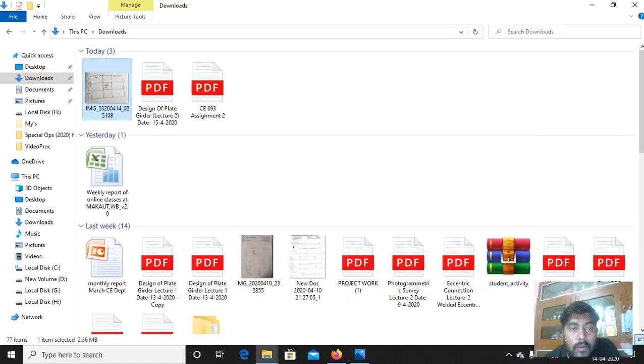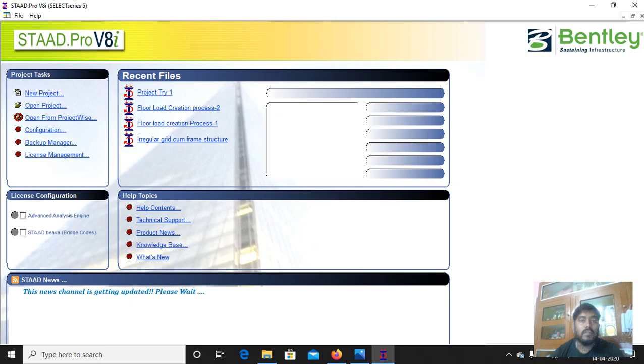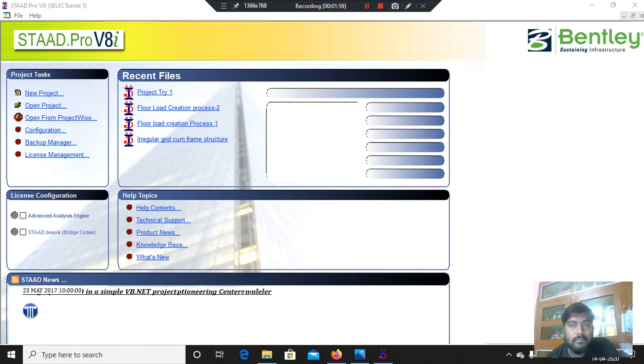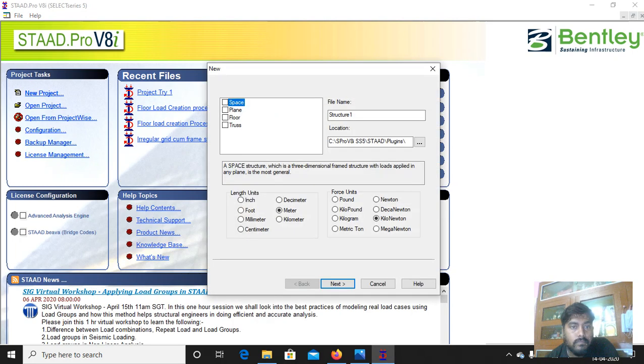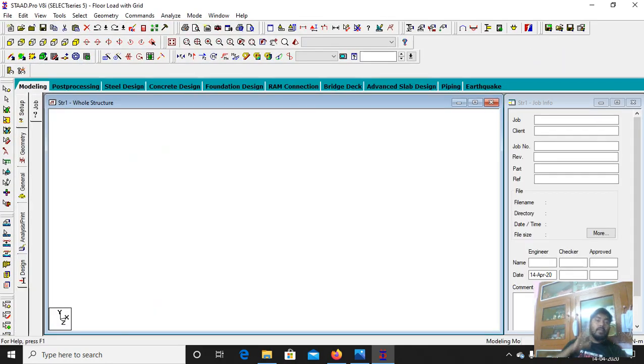Okay, we are opening the STAAD now. Space structure we are creating. So today's structure will be floor load with grid. Okay, unit is same. We are creating a beam structure. So today it will be an irregular structure that we have to create.